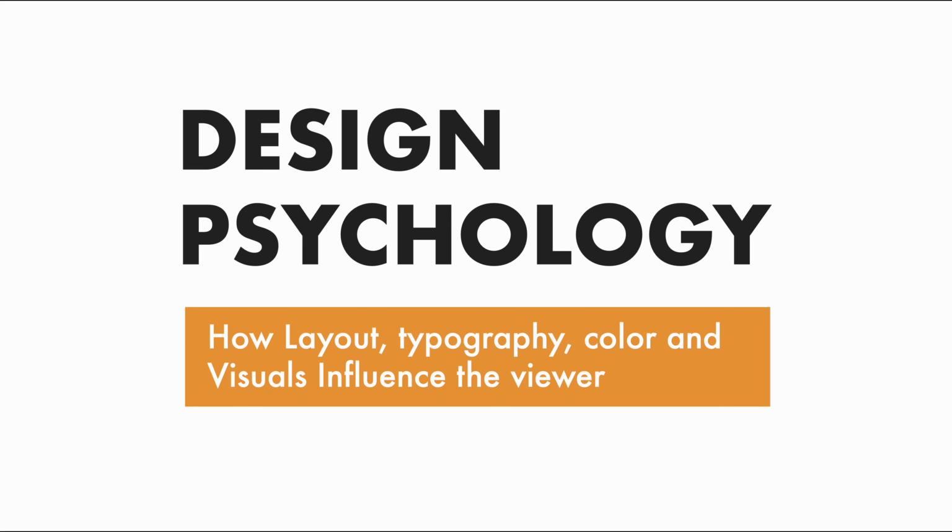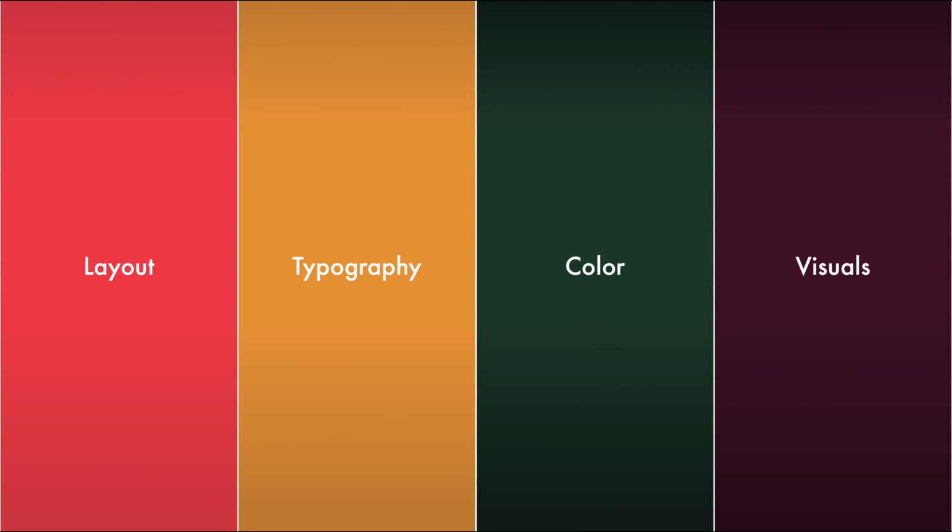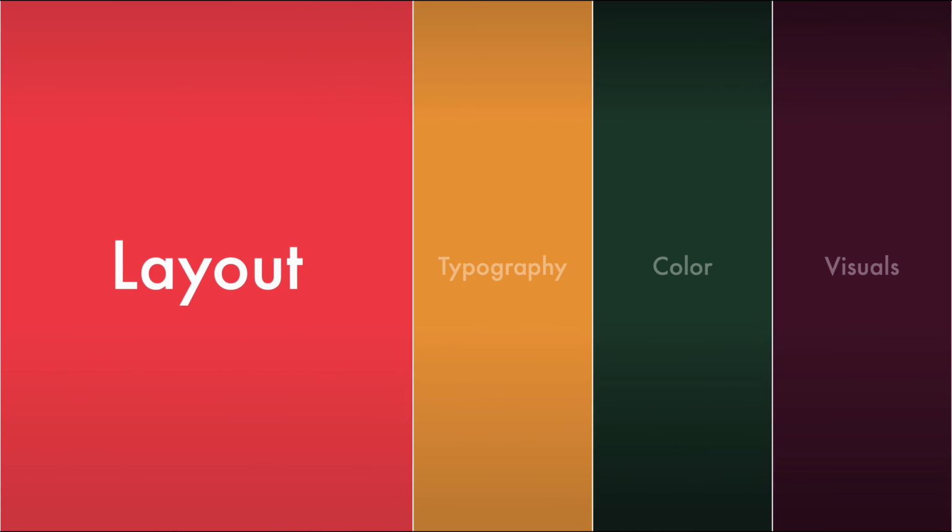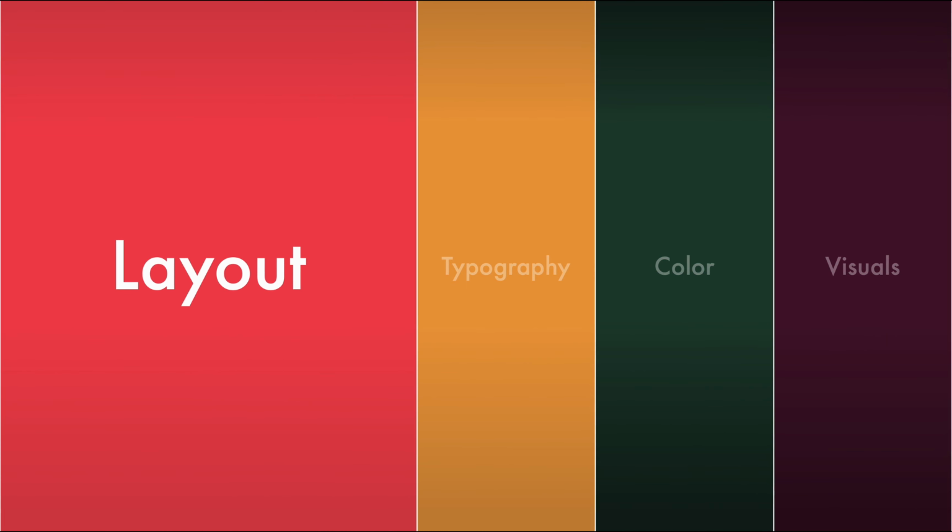In this video, we are going to explore the essence of core elements of design psychology, that is, layout, typography, color, and visuals. We will test their importance in design with some real-time examples. Layout is all about how you arrange stuff in your design. It's like putting pieces of a puzzle together. The way you organize elements can make or break your design's impact.